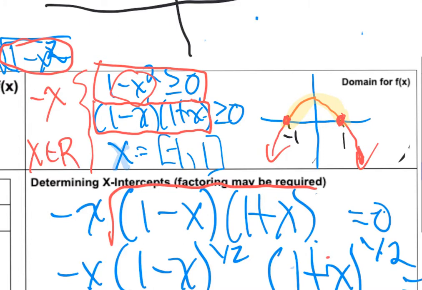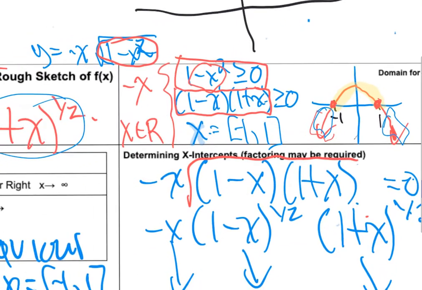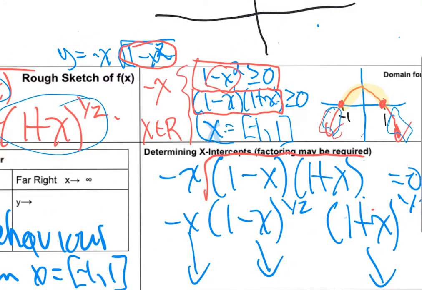So the only values where 1 minus x squared is greater than or equal to 0 is in between negative 1 and 1. I'm not allowed to have any of these values out here, because they generate negatives, and I can't have a negative under that square root sign. So the domain for this graph is just between negative 1 and 1. That's the entire domain of this graph. I'm not allowed to go further to the left than negative 1, or further to the right than 1.